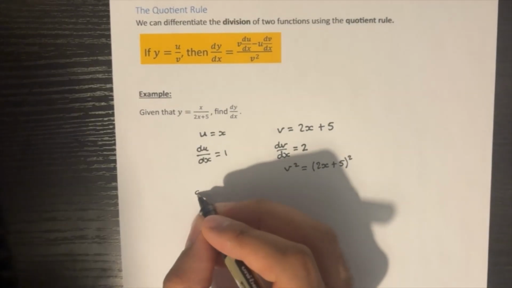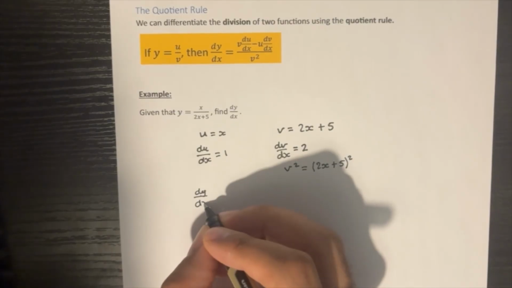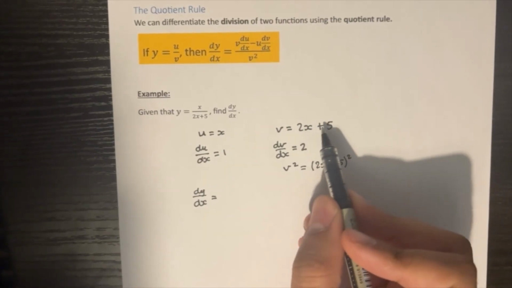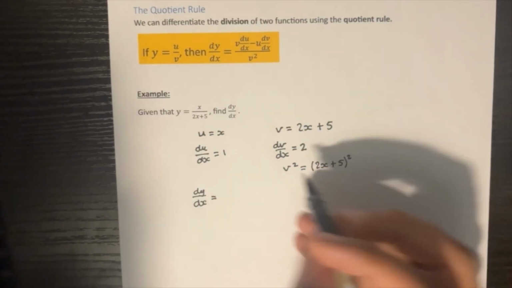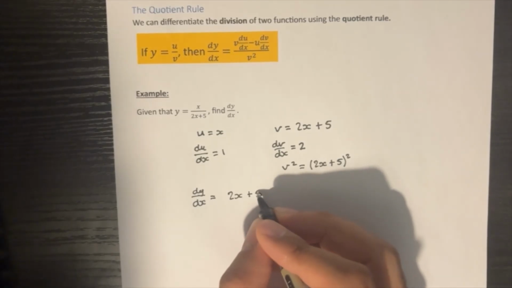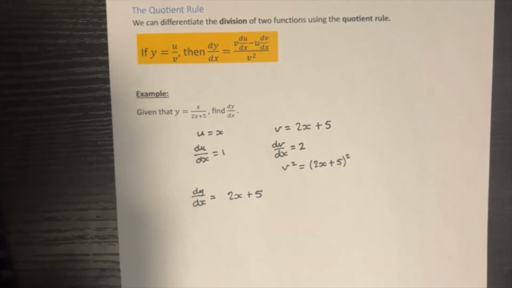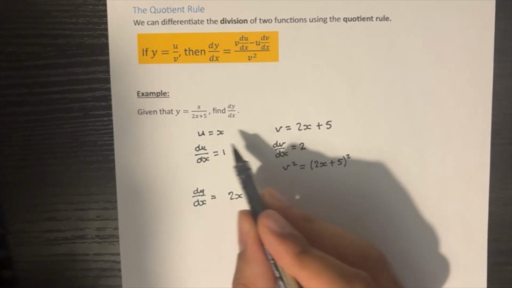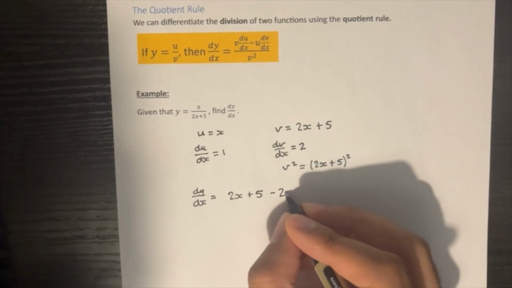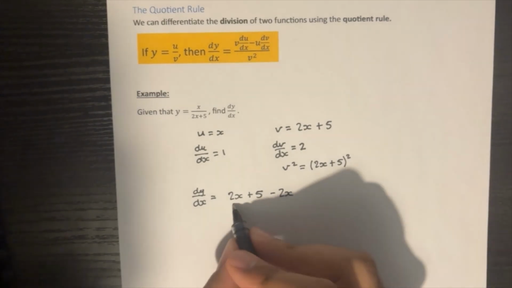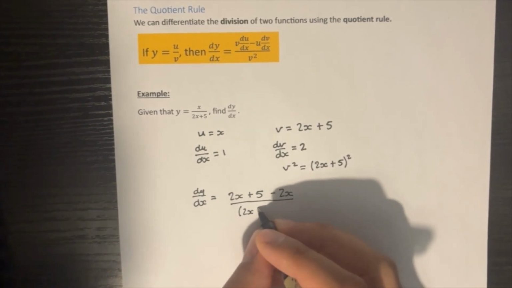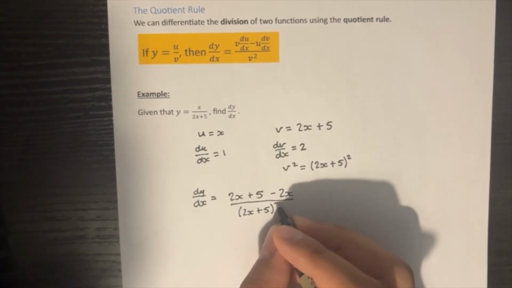So then dy by dx is equal to v du by dx, so 2x plus 5 times 1, which is just 2x plus 5, minus u dv by dx. U is x, dv by dx is 2, so that's going to be minus 2x over v squared. So 2x plus 5 squared.